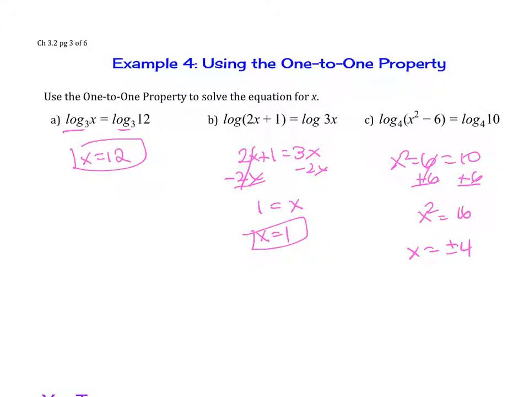And I know that you're not supposed to have negative logs in here. But actually in this case, because we're squaring inside, then it's not negative anyway. So when you're solving using the one-to-one property, it's okay to get this plus or minus. And again, particularly because we're squaring it first before we take the log, it's okay.